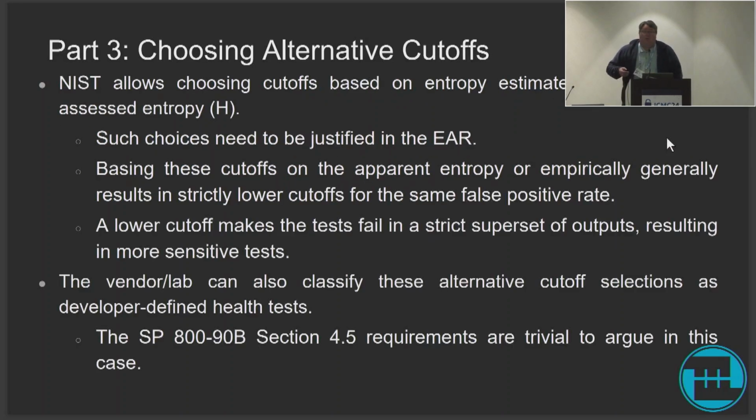Okay, so I keep on saying there are other ways of possibly choosing these cutoffs distinct from what happens in 90B. And so what I want to do is talk through some possibilities.